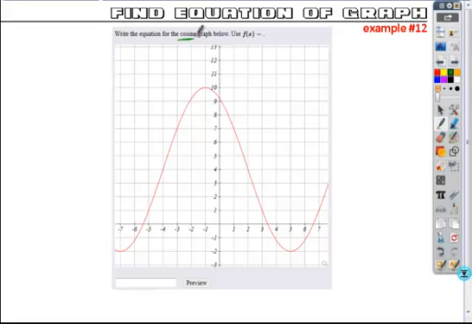I notice that it's a cosine function. It asks me to use cosine. So I'm going to identify my max and my min. That gives a total distance of 12. So if I cut that in half, I get my midline.